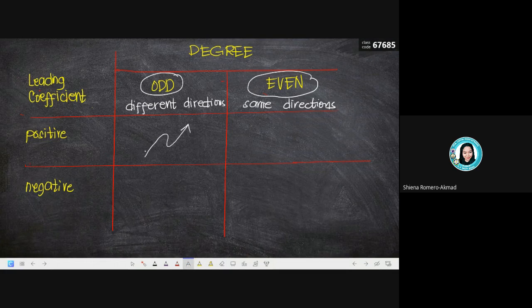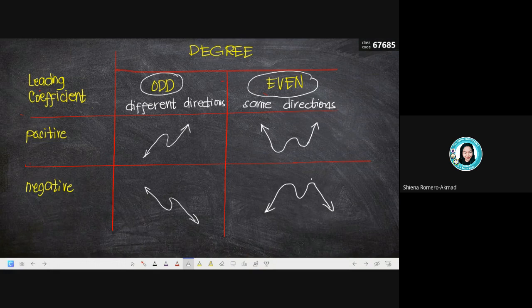Pinakamaayos. Diba? Ang ayos. And kapag even po, both of them have the same direction. So kapag positive yung LC, both of them will rise. And kapag negative si LC, both of them will fall. Ito nga pinakamadaling tandaan kasi pareho sila ng direction. Okay?